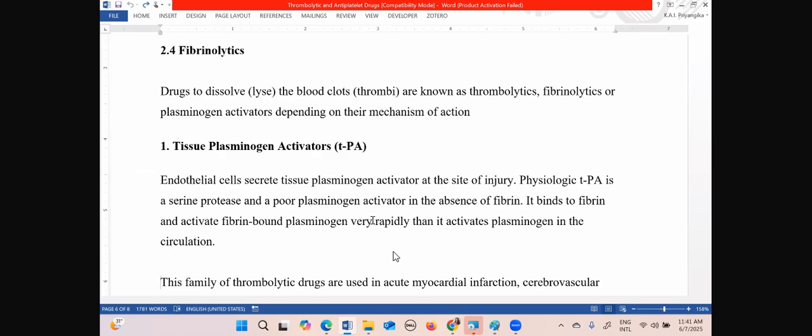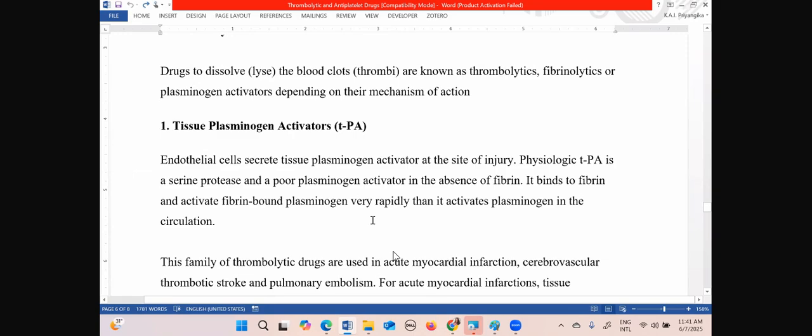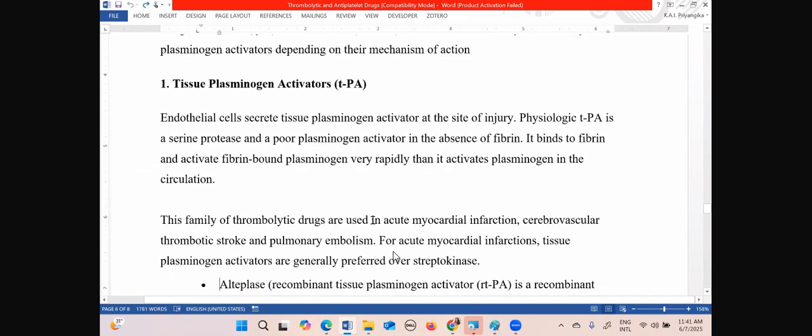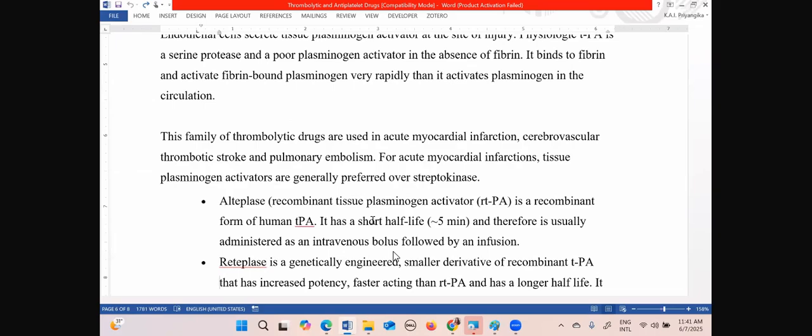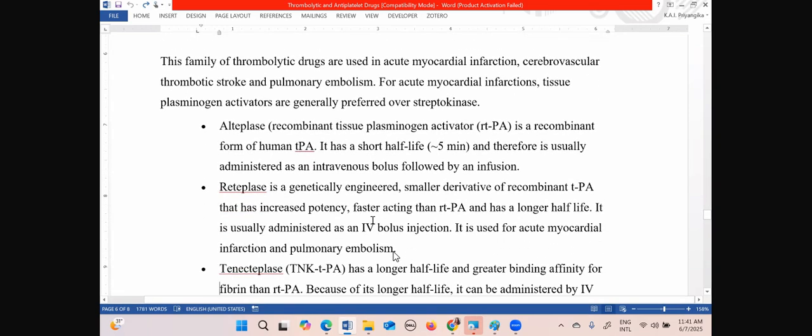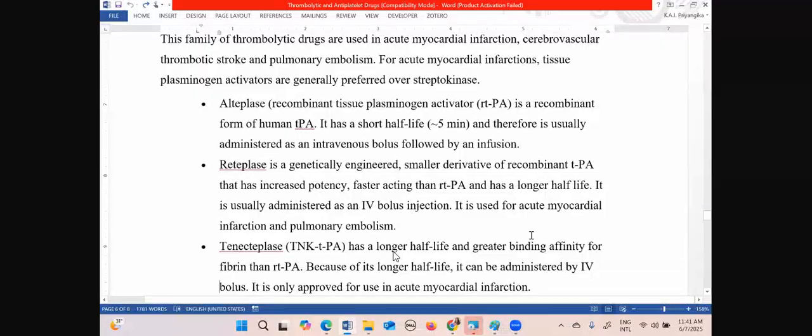So what will plasmin do? Plasminogen activator will be released. It will convert plasminogen into plasmin. Plasmin will digest fibrin. So this family of thrombolytic drugs is used in acute myocardial infarction, cerebrovascular stroke, and pulmonary embolism. The drugs are alteplase, recombinant tissue plasminogen activator, reteplase, and tenecteplase.